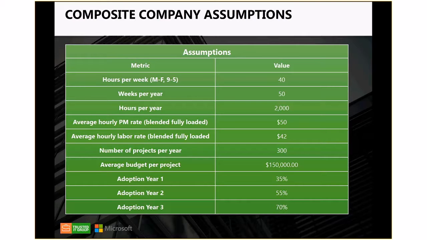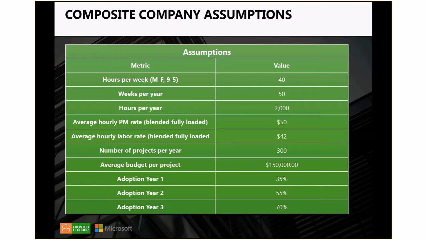So we're going to assume, now this is where all of our financial modeling is really based off of. We're going to assume that hours per week, it's Monday through Friday, 9 to 5, 40 hours per week. We're going to assume that there's 50 weeks per year because we're giving people 2 weeks off. We're going to assume that there's 2,000 hours per year.